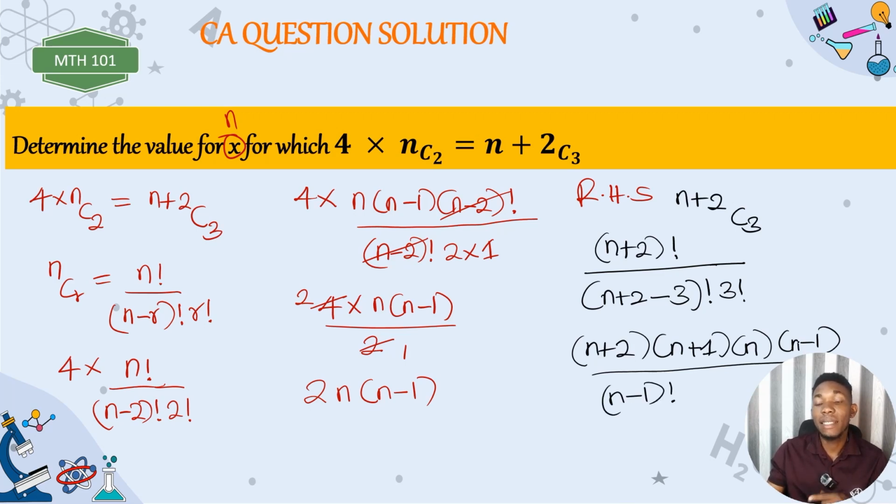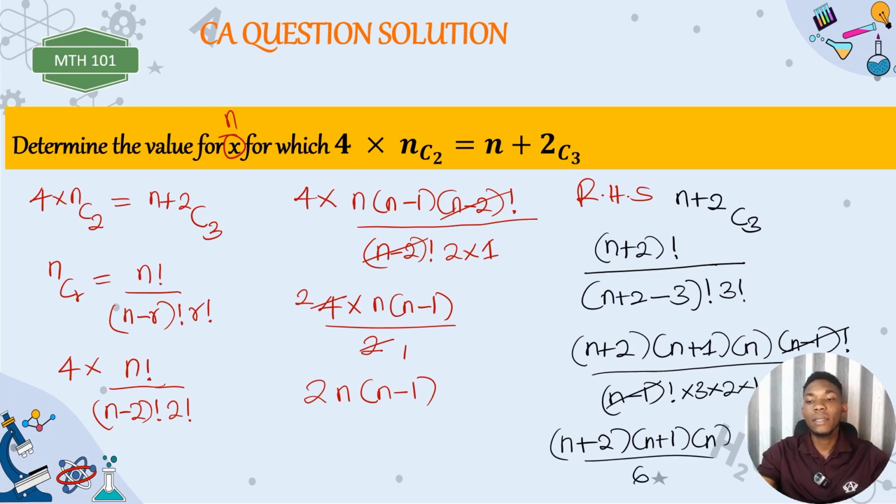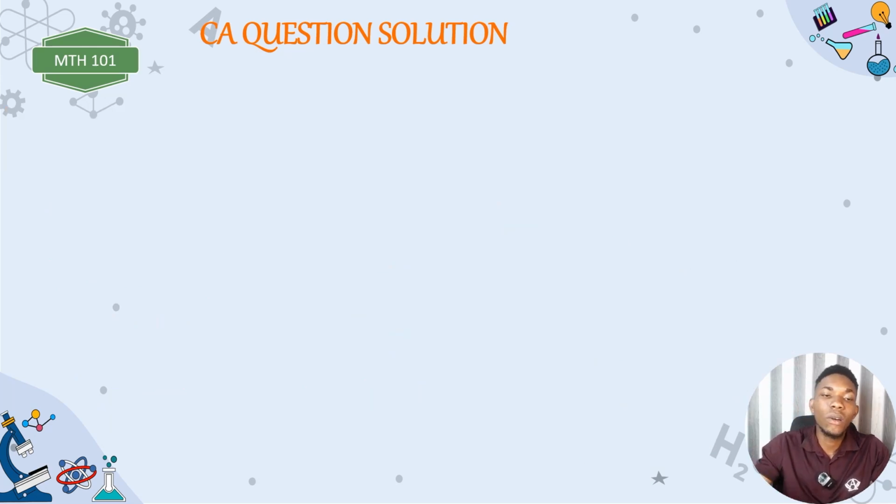Now that was the reason why we ended this as n minus 1, because we know that n minus 1 factorial can cancel n minus 1 factorial on top. And then 3 factorial. 3 factorial is 3 times 2 times 1. n minus 1 factorial cancels n minus 1 factorial. So what do we have left? n plus 2, then here is n plus 1, and here is n, all divided by 6. So we have our left hand side and we also have our right hand side to this thing. So what we are going to do now is come here.